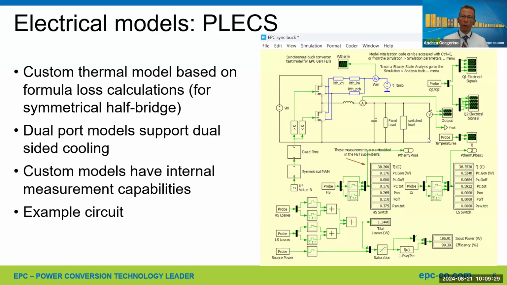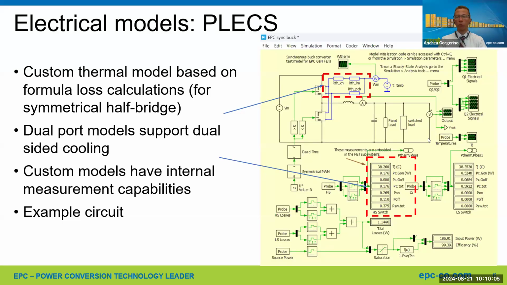So EPC, we offer a custom model for our FETs that was developed together with PLECS. It has a couple of features. So the first thing, it has 2 ports for the thermals, because all of EPC GaN FETs allow dual-sided cooling. And so this model allows you to take advantage of that. It has 2 output ports, and you can connect different thermal equivalent circuits to it to represent the 2 paths to the PCB and to the heat sink. It also has some internal logic to allow you a more detailed, automatic analysis of different kinds of losses, similar to the buck tool I just showed.